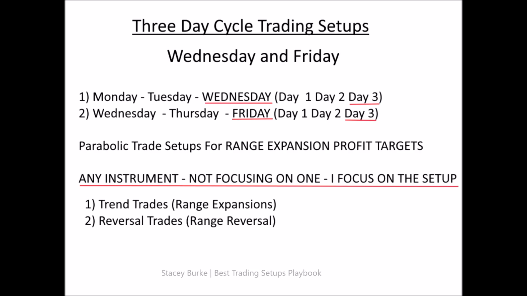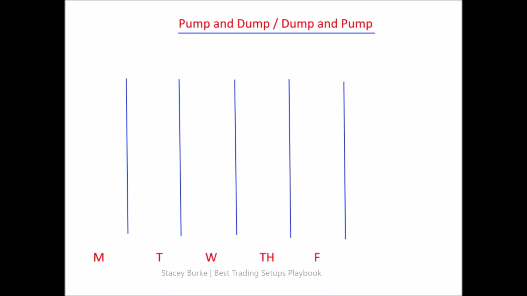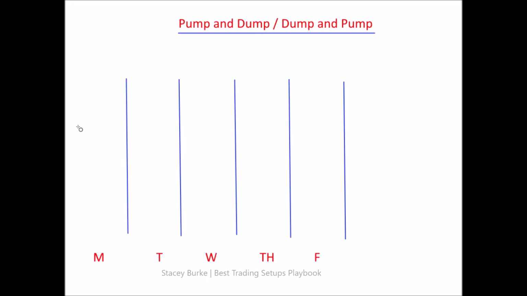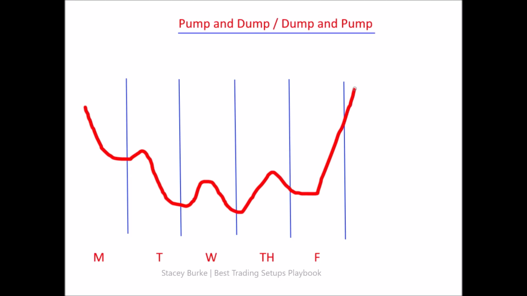If we have day 1, day 2, maybe we're at the high of a week, low of a week for a day 3 parabolic reversal trade. Now, in the playbook, we talk about the two types of templates that I'm looking for. We can get a day 1, a day 2, a day 3, a pump and dump template, or we can have the opposite. We can go day 1, day 2, day 3 for a dump and pump template, which is the reversal at the end of the week.